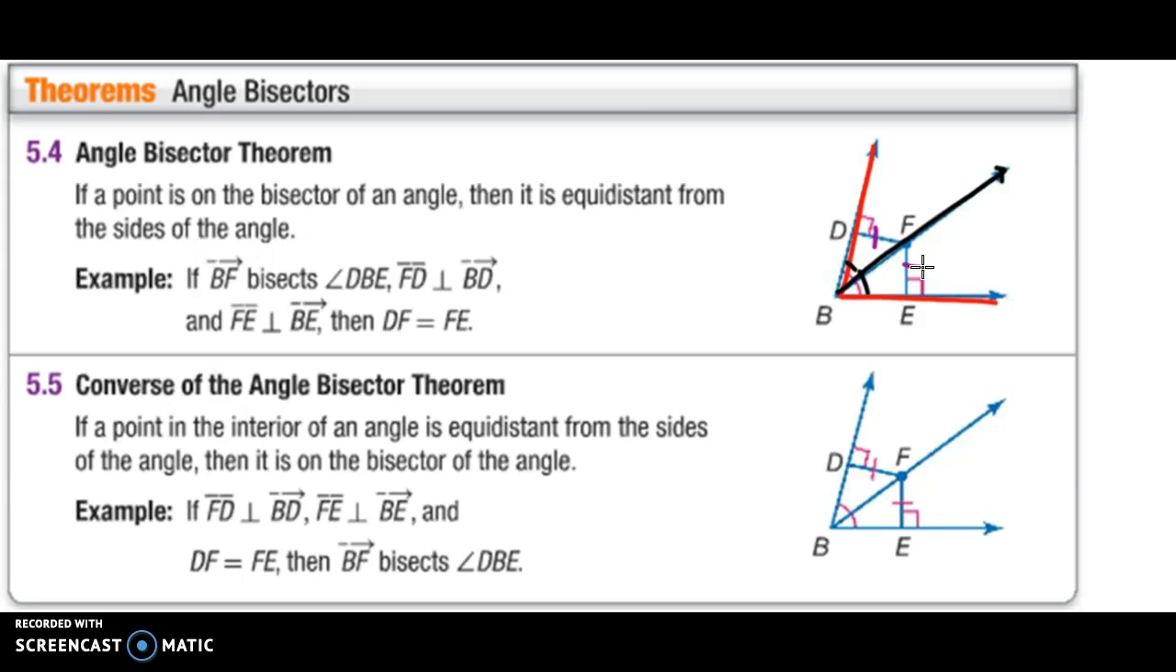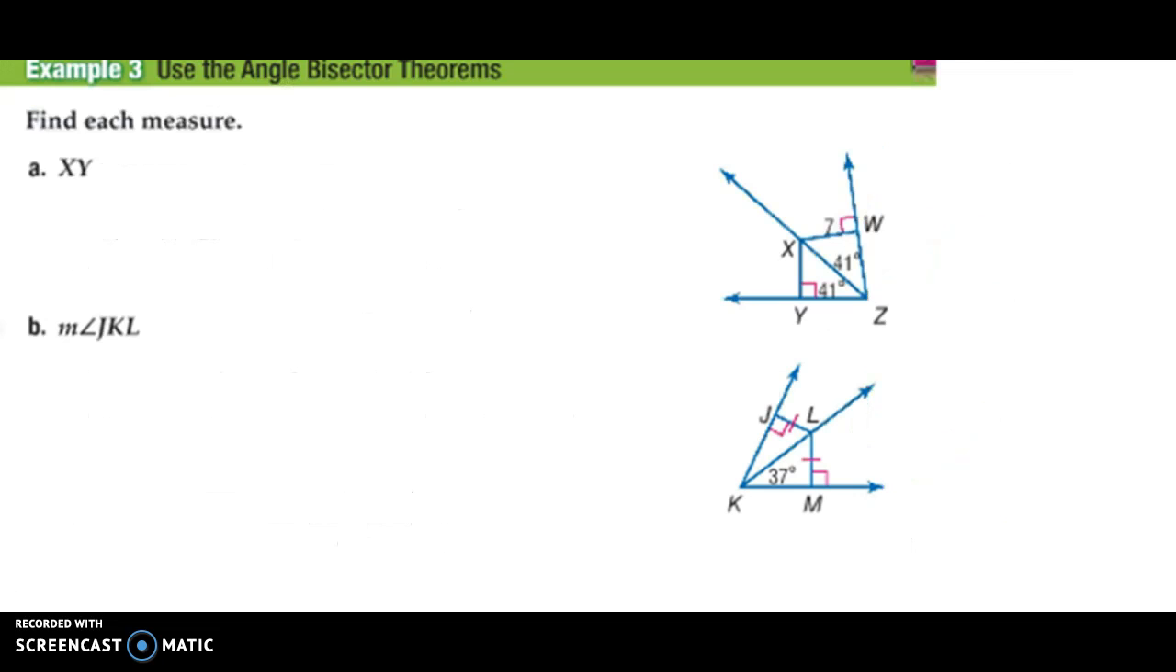So what it's saying then, if that's a bisector, then this side, DF, is going to be the same as EF right there. And vice versa, the converse, theorem 5.5, says that if you have something bisect an angle, and you see that FE is the same as FD, then it's going to be true that the angles are going to be congruent, and that it bisects the angle.